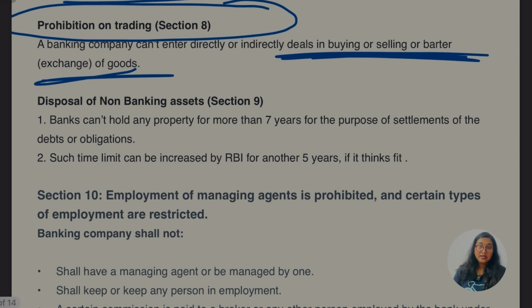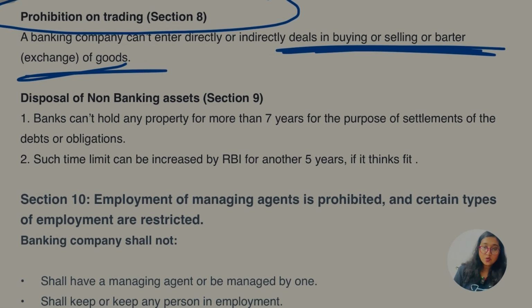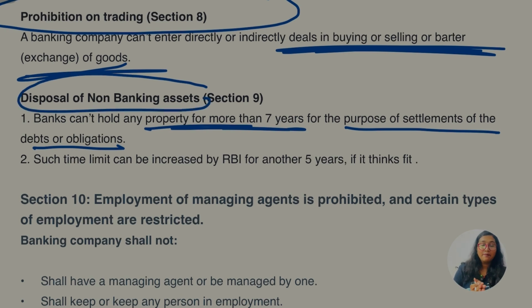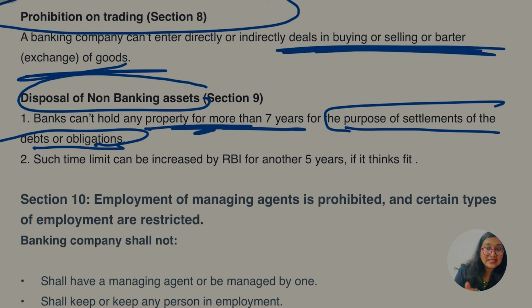Let's go to section 9, disposal of non-banking asset. Here the bank cannot hold any property for more than 7 years for the purpose of settlement of debt or obligation. But in some cases it could be extended. What are they saying about holding a property? Let me say it. Section 9 says disposal of non-banking asset: the bank cannot hold any property for more than 7 years for the purpose of settlement of the debt or obligations. If they hold it for longer, then action is taken against the banking company.